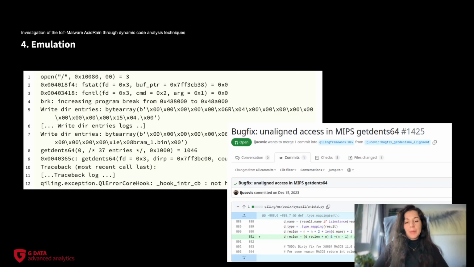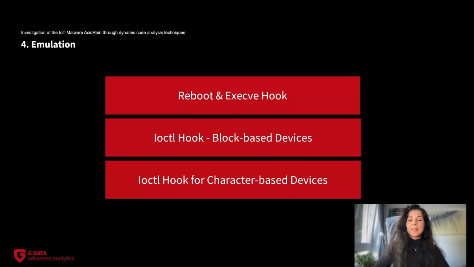A little bit complicated to explain, but it was just a small fix. I created a pull request in December. It's still open, so we had to put some patches here to fix the code. But if we ignore this issue, AcidRain would emulate correctly from the beginning to the end. This does not mean that the malicious part is executed.